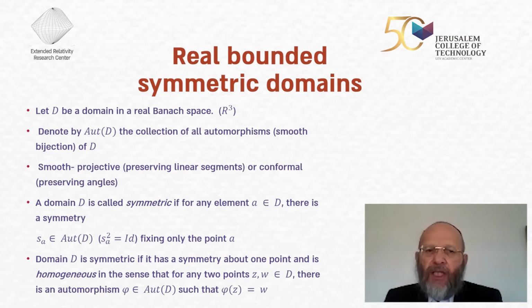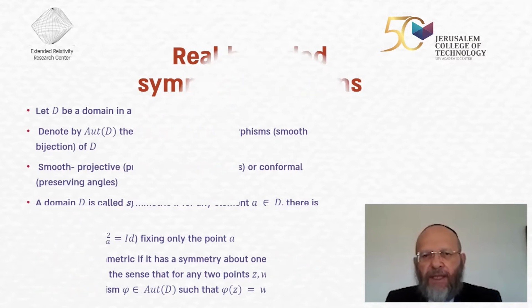There is a theorem which tells you that a domain is symmetric if you ask for a symmetry about one point, and homogeneity in the following sense: if you have two points in the domain, there is an automorphism, that is much more than a bijection, that takes point Z into W, the other point. That means all the points can be mapped one to another by bijections belonging to Aut D. So that's the definition of the bounded symmetric domain over the real numbers.